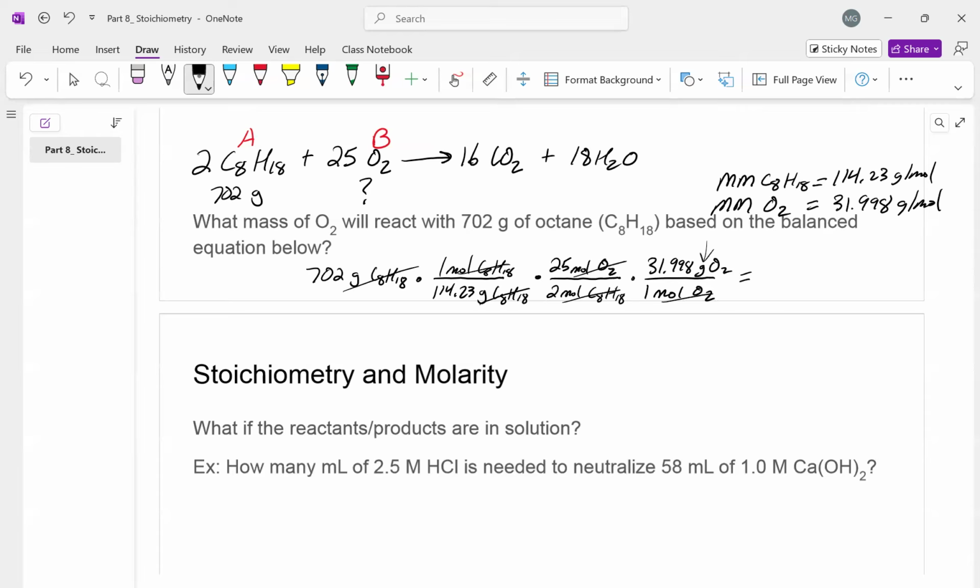So now I'm just going to toss this in the calculator, keep track of my significant figures, and I get to 2,460 grams of oxygen. If you want to put it in scientific notation, let's practice that. 2.46 times 10 to the third grams of oxygen.